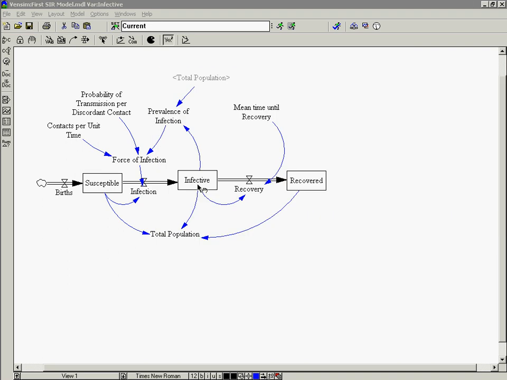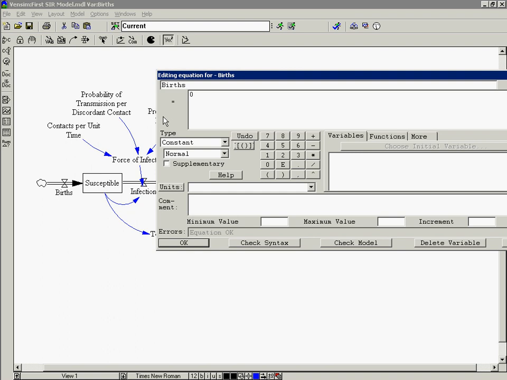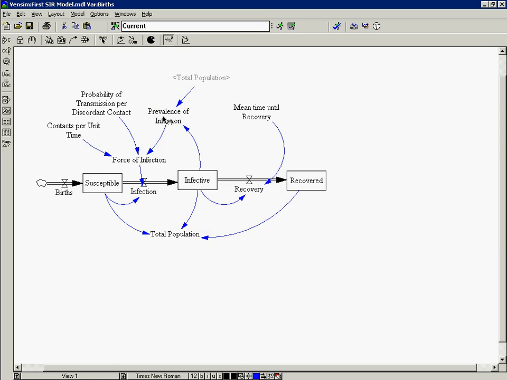Are people okay with that? Did you specify birth? Wait, I specified birth to be 0 for now. Birth versus 0. Yeah. Okay? Who needs help? 0.04. 4%. The prevalence of infection is given by infectives divided by total population.